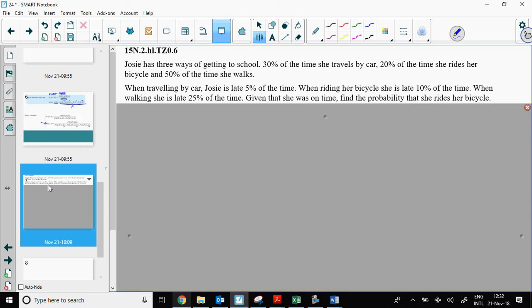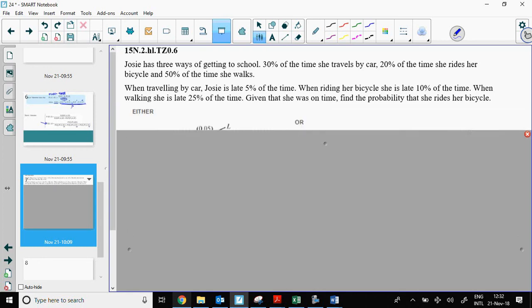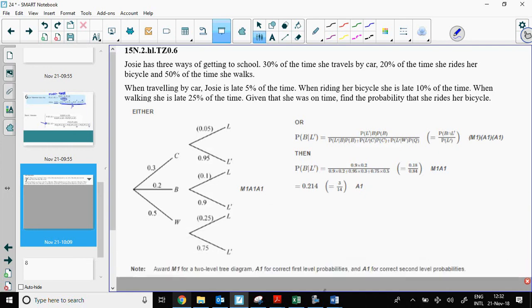Okay. If I'm going to do this, I'm going to use the method on the left. I'm just going to make a tree diagram. Okay, I can fill in the probability that she takes a car, the probability that she bikes, the probability that she walks, and then I can fill in the probability that she's late or on time in each of those situations. And then using techniques we saw in a previous video, I could calculate the probability that she rode her bicycle given that she was on time. So that's what I would do.